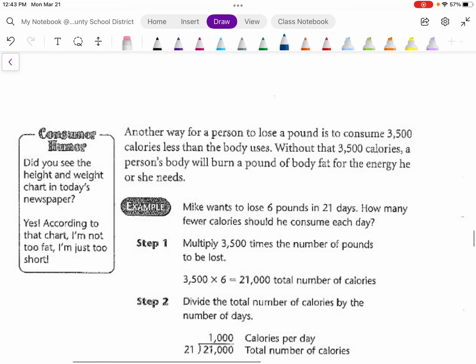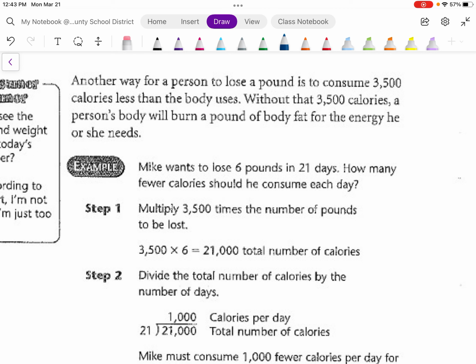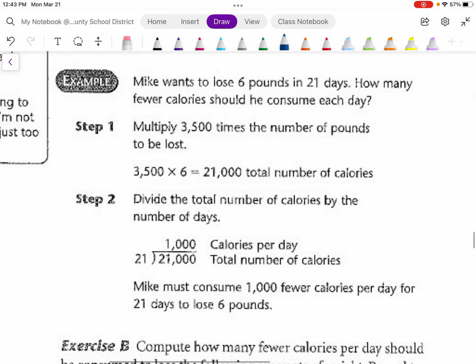Going on to the next page, another way for a person to lose a pound is to consume 3,500 calories less than the body uses. Without the 3,500 calories, a person's body will burn off a pound of body fat for the energy he or she needs. So Mike wants to lose 6 pounds in 21 days. How many fewer calories should he consume each day?